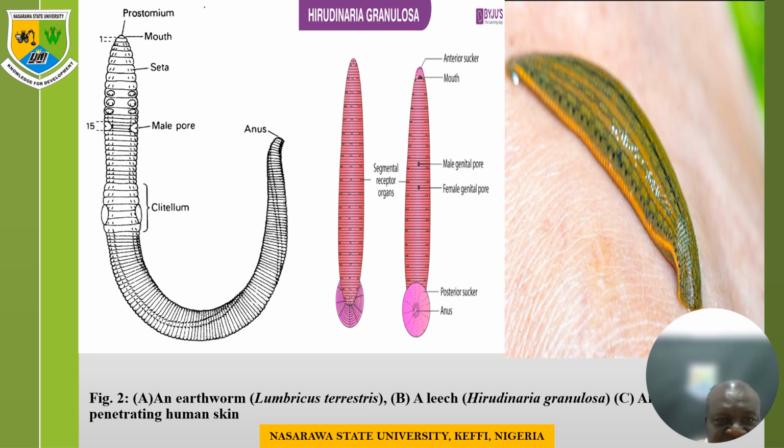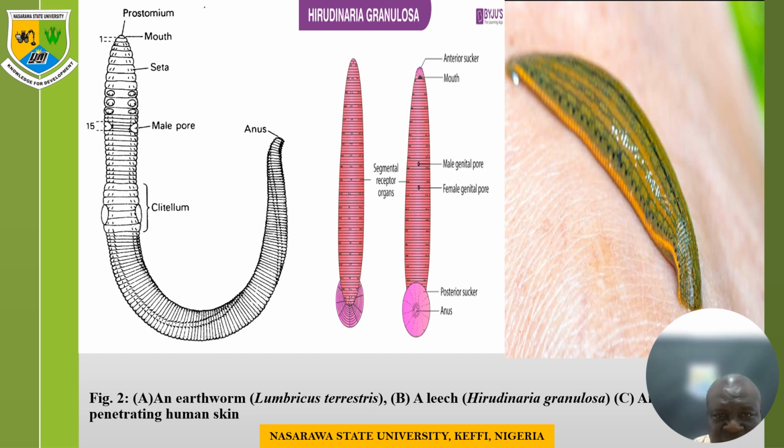You can see different segmentation all through the organism, and in them there are several layers, and the coelom is embedded inside the layers. Likewise, we can see this one. Excuse me, the segmentation seems not to be too pronounced like in the oligochaete, that is the earthworm, but you can see the segmentation, the receptor organs, the male genital pore, the female genital pore, the posterior sucker.